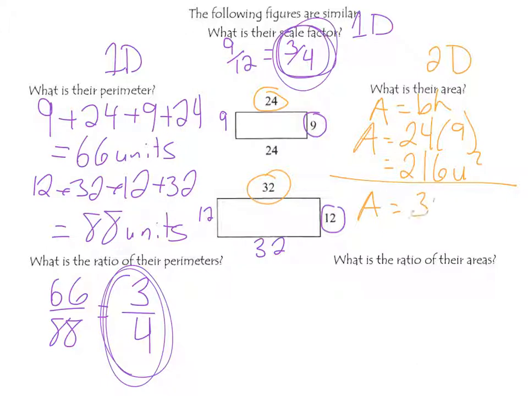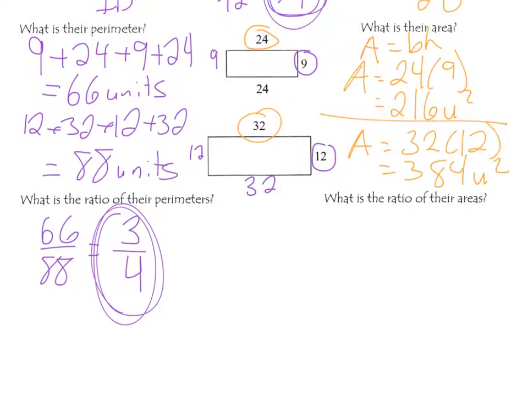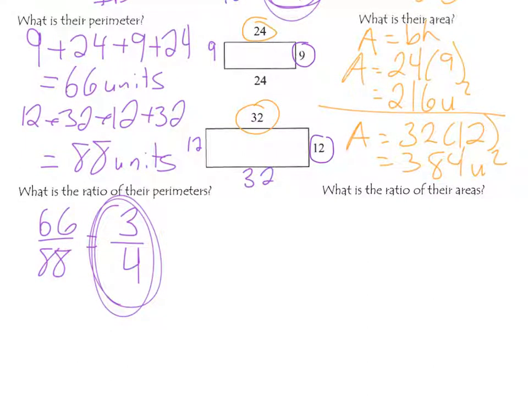And then the bottom one here, same thing, base times height. So we're going to do 32 times 12. And that is going to give us 384 units squared. And you can pause and check those if you need to. Remember, that's the beauty of videos, is that you can pause them and you can check whatever you need to, to make sure it makes sense to you.